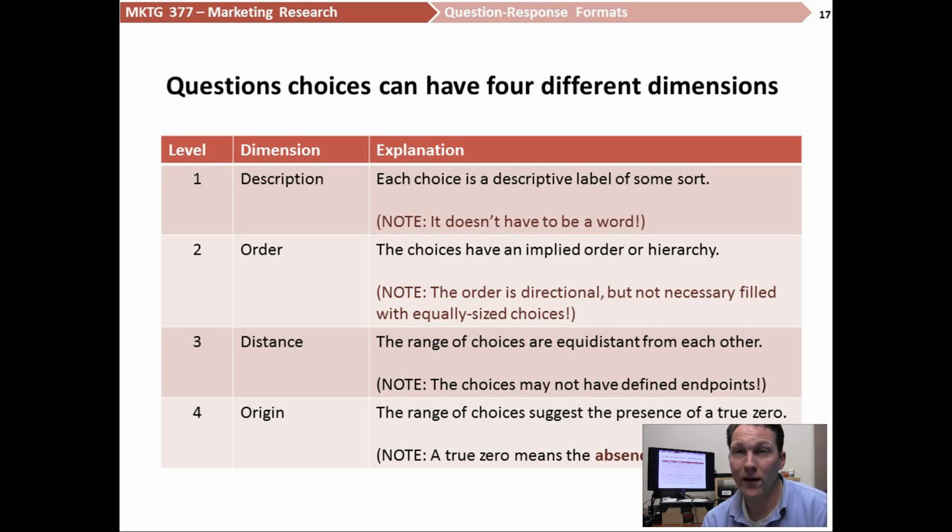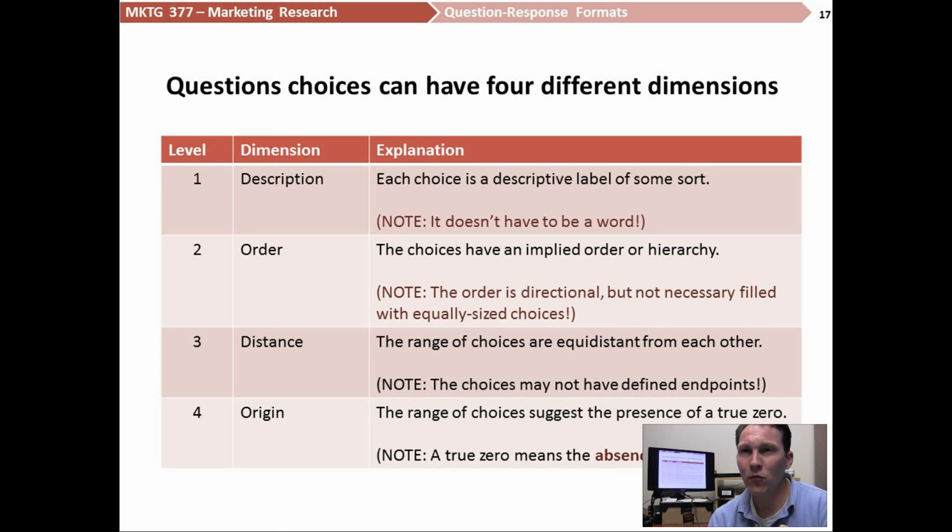Order is really important any time there's a direction being suggested. So freshman, sophomore, junior, or senior, for example, suggests a direction. But the next dimension that questions can have involves distance. Freshman, sophomore, junior, senior don't necessarily have distance between each other, because distance implies that there are equal intervals between each step. Now you might think freshman, sophomore, junior, and senior have equal intervals, but they're just terms.